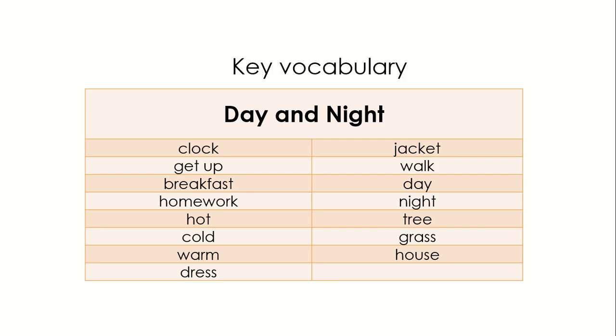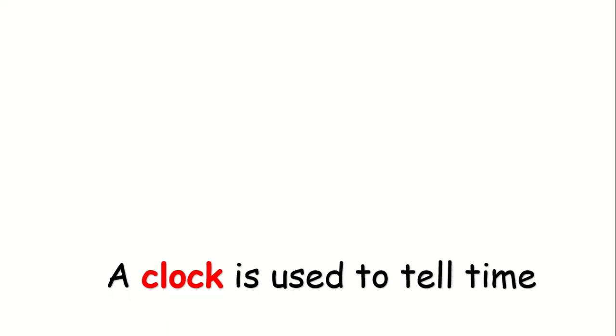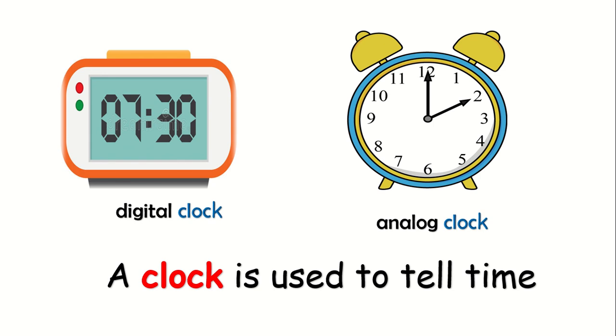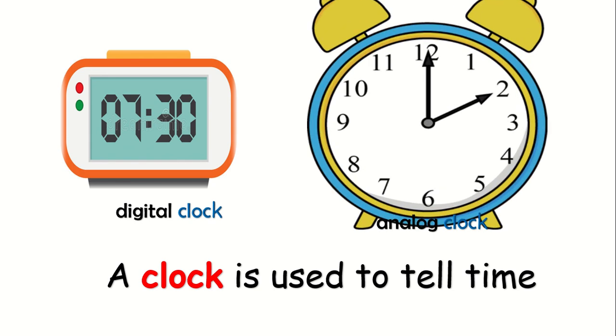Okay, here are the key vocabulary words. Please make sure that you learn the spelling of them and the meaning, and try using them in sentences. The first word is clock. A clock is something we use to tell time. So this is a clock.